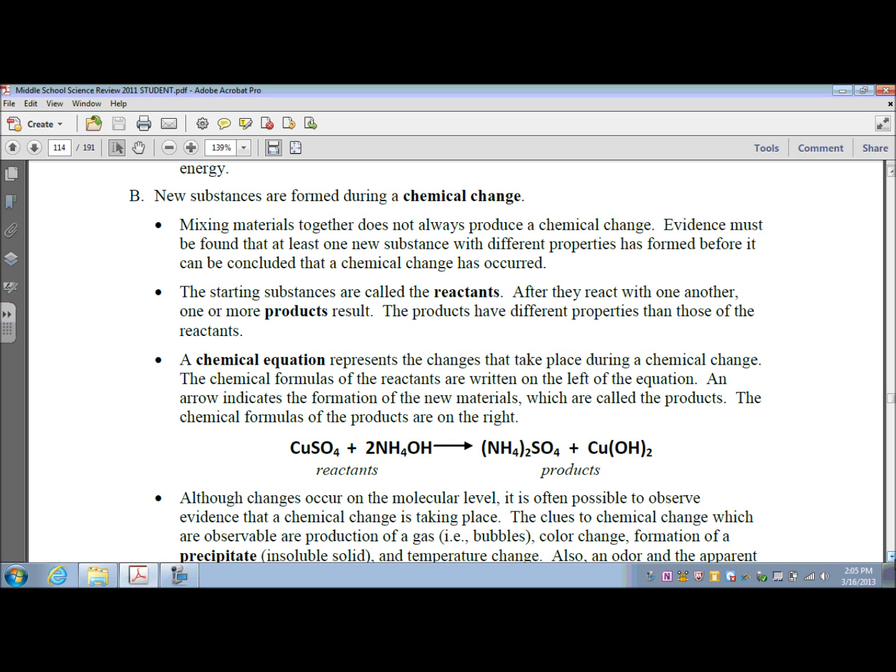The starting substances are called the reactants. After they react with one another, one or more products result. The products have different properties than those of the reactants. A chemical equation represents the changes that take place during a chemical change. The chemical formulas of the reactants are written on the left of the equation, so left of the arrow. An arrow indicates the formation of a new material, which is called the products. The products are to the right of the arrow. The chemical formulas of the products are also on the right.